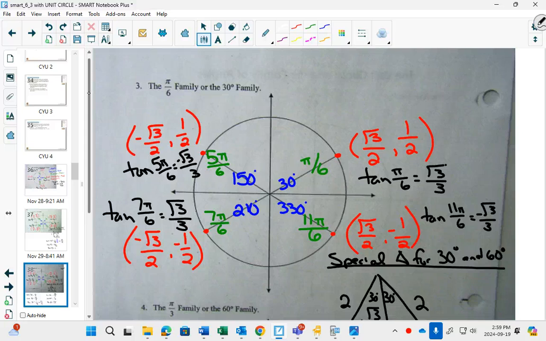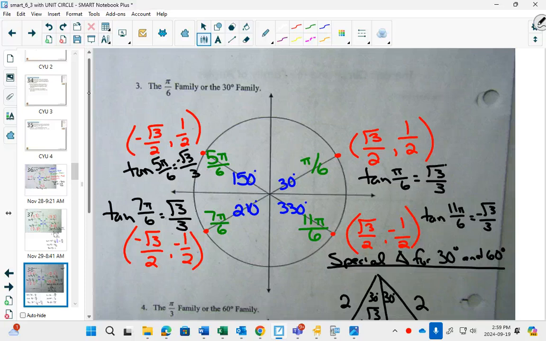So what is sine of 150 degrees? Willie, you get to pick someone. I get to pick somebody. 1/2. Perfect. So we go to 150 degrees. Sine is the y coordinate. We get 1/2.